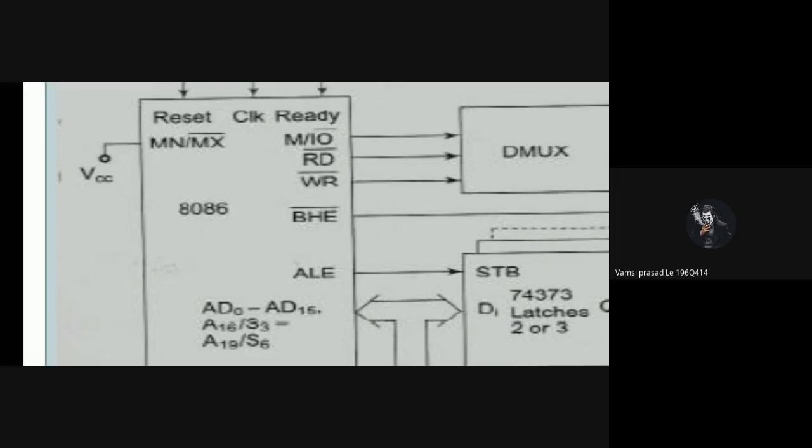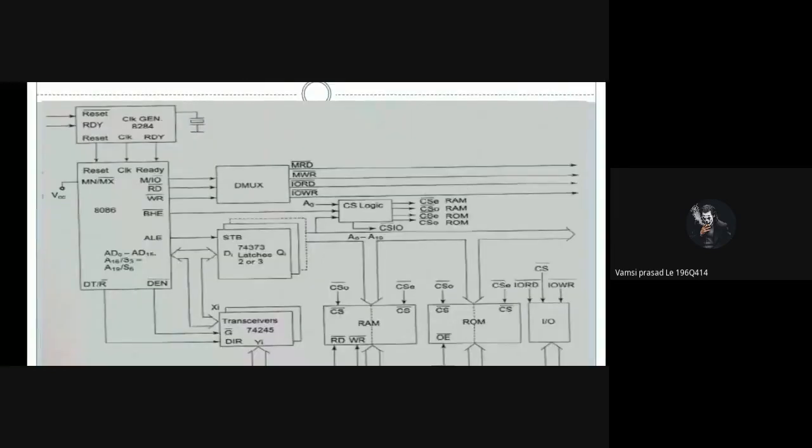In this mode all the control signals are given out of the microprocessor. So to control this microprocessor, the signals will be provided outside of the microprocessor.